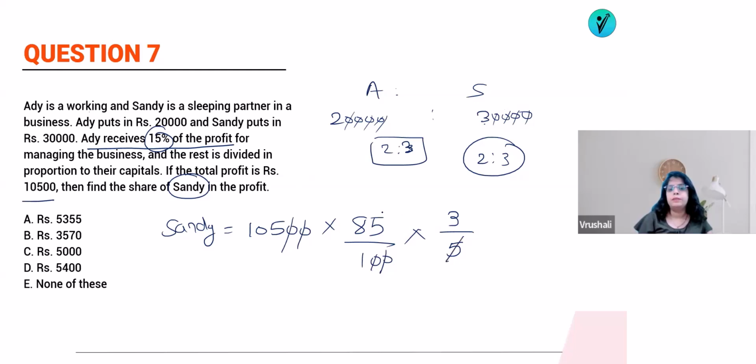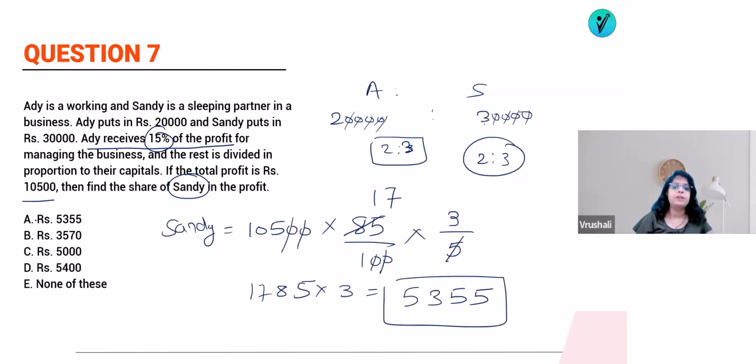Then 5 into 21 is 105. So 105 into 3. How much will it be? 3 5s are 15, carry 1. 3 zeros are 0 plus 1, 1. 3 ones are 3. So 315. That means option number A is the answer. That's easy. Now we will go for the next question.